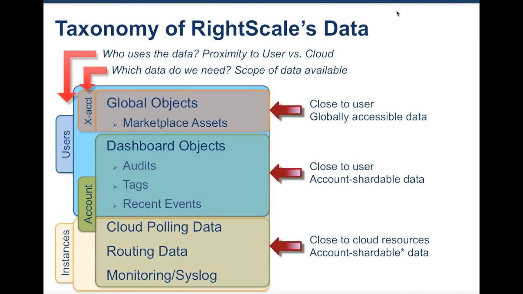And finally, we have also data that can be isolated on an account basis, but that is consumed by instances. And therefore, it makes sense to treat this data differently from the one that users access. Now, we're going to go deeper into that, and Joseph is going to use this information to tell you how we architect the whole RightScale to do this.